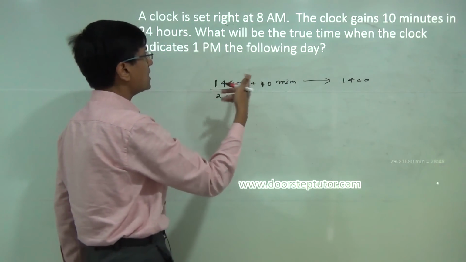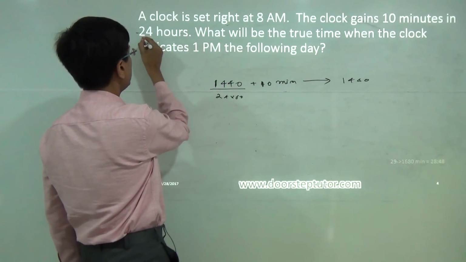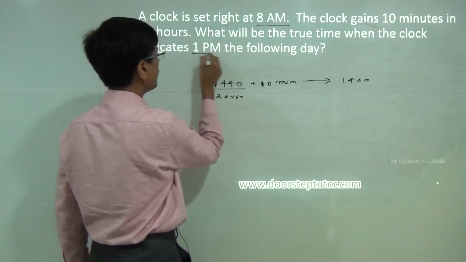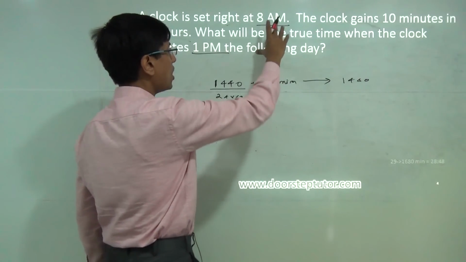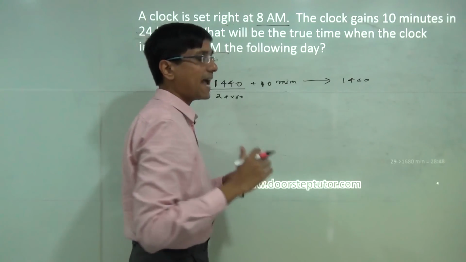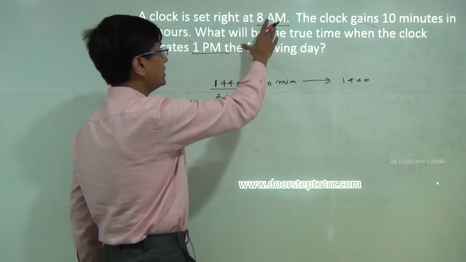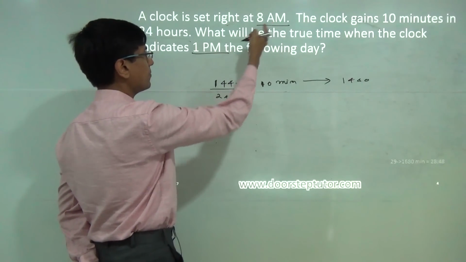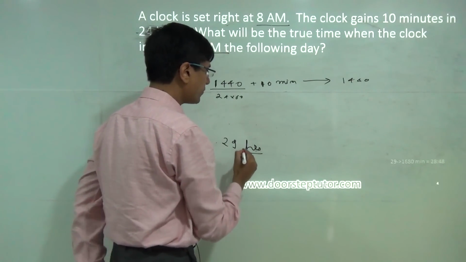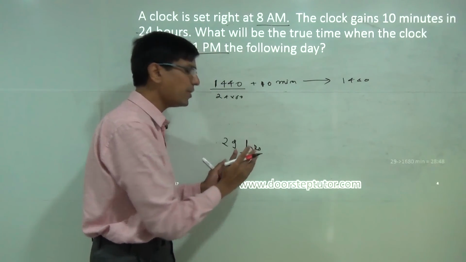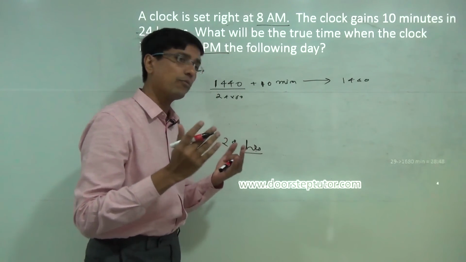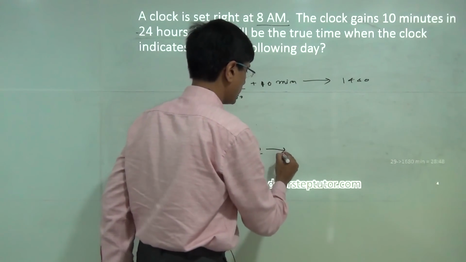Now we are being asked that from this 8 a.m. to 1 p.m. of the subsequent day, if the clock is showing 1 p.m., what would the accurate clock be showing? Right? So this clock has covered how many hours from here to here? This clock has covered 29 hours. Now what the question is really asking is, if this inaccurate clock has covered 29 hours, an accurate clock would have covered how many hours? Can we find that out?